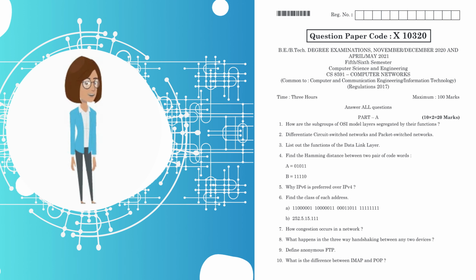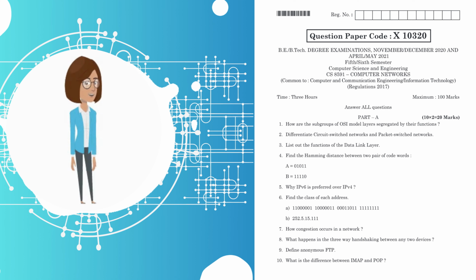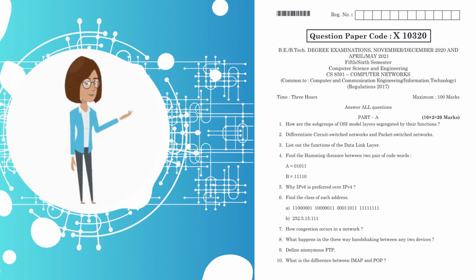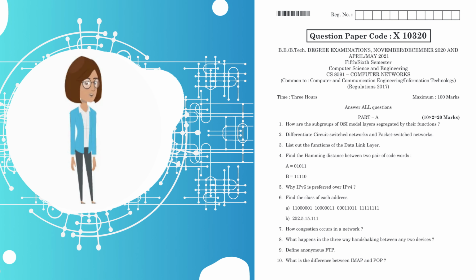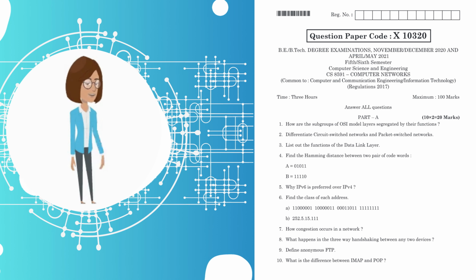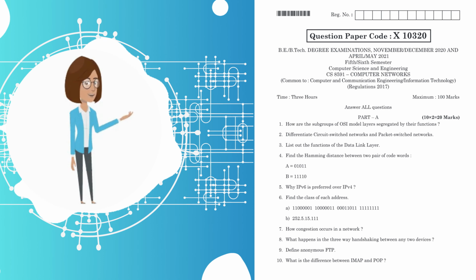4. Find the Hamming distance between 2 pair of code words. A equals 01011, B equals 11110. 5. Why IPv6 is preferred over IPv4. 6. Find the class of each address. A. 110000110011001111111111. B. 252.5.15.111. 7. How congestion occurs in a network.